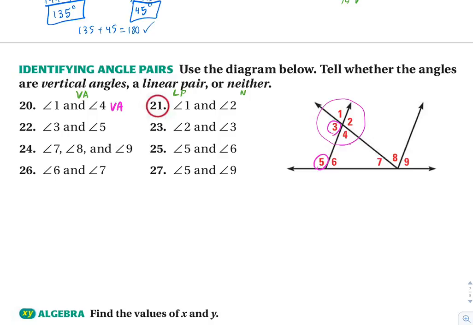So they are not a linear pair. They're not vertical angles. So we're going to erase that. They're not even in the same intersection. That's what all of chapter 3 is about, actually, is how to relate things that are at different intersections, which is super fun. One of my favorite chapters. So anyways, back to this.